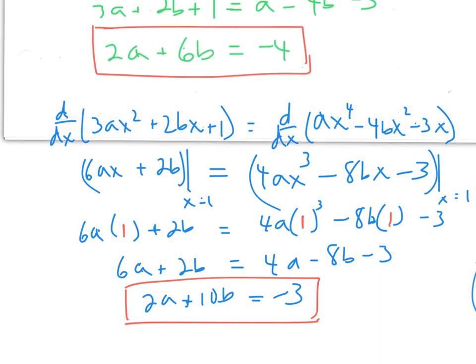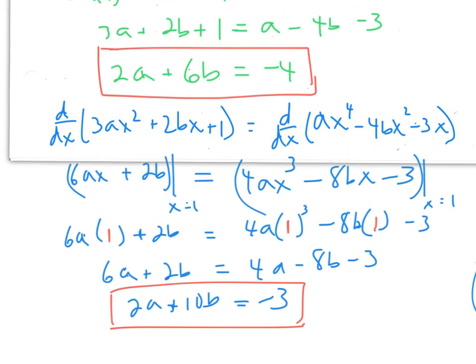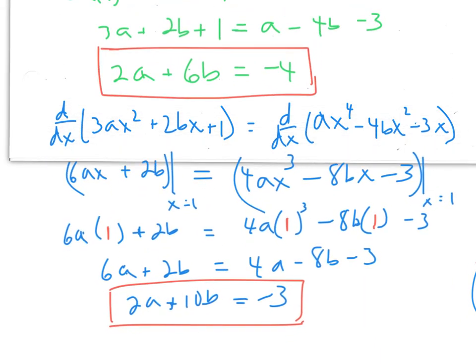So then what I did is I took my two equations that you see in the boxes there, and I solved a system of equations. I chose elimination, and my answers came out to be, so that you can do a check, a equals -11/4 and b equals +1/4.